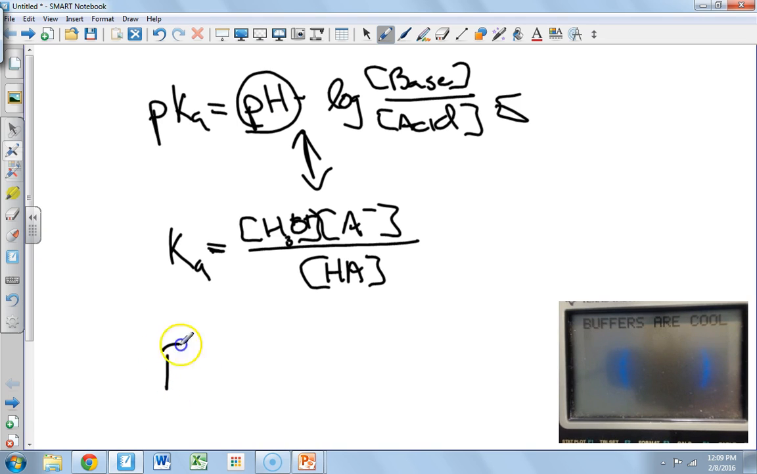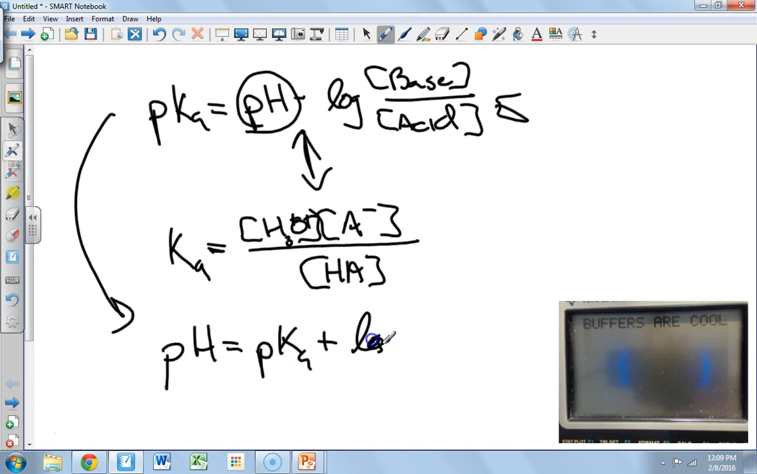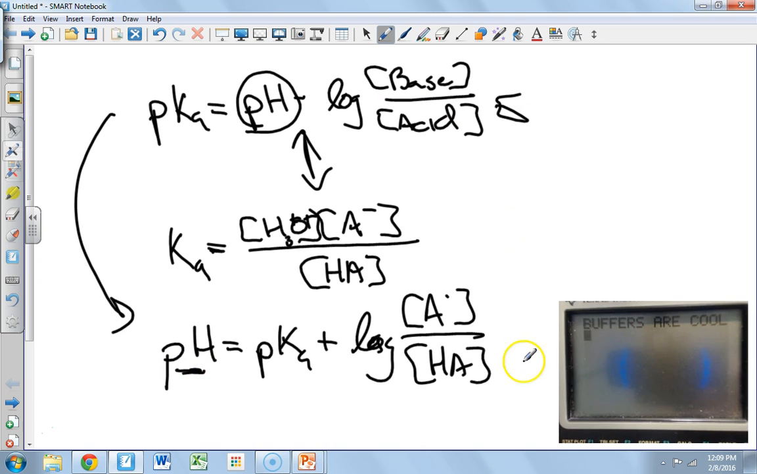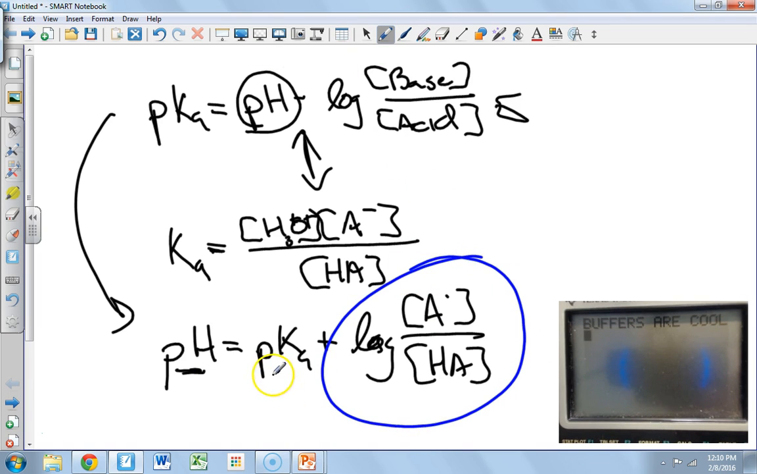Let me just rewrite this. So this is going to come down here. Let's say we have pH equals pKa plus the log of the concentration of the base, the conjugate, over the concentration of HA. The point here is the pH is dependent on this ratio right here. The pH is dependent on this ratio right there.